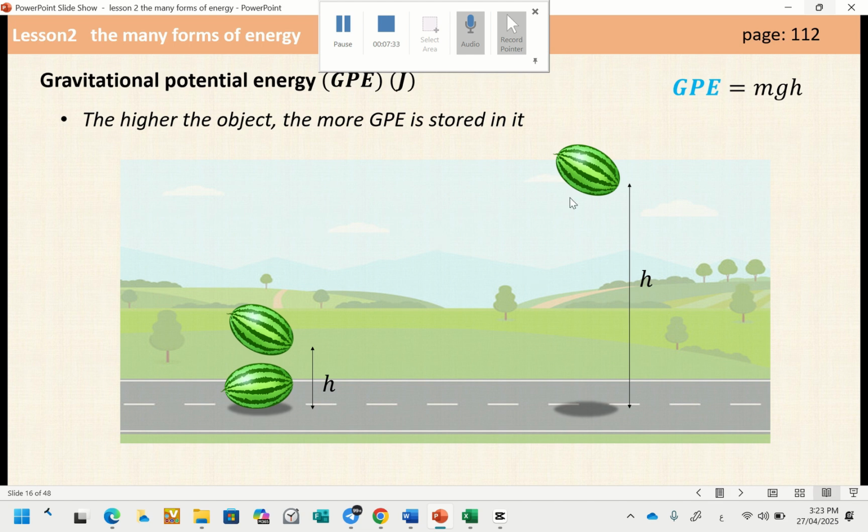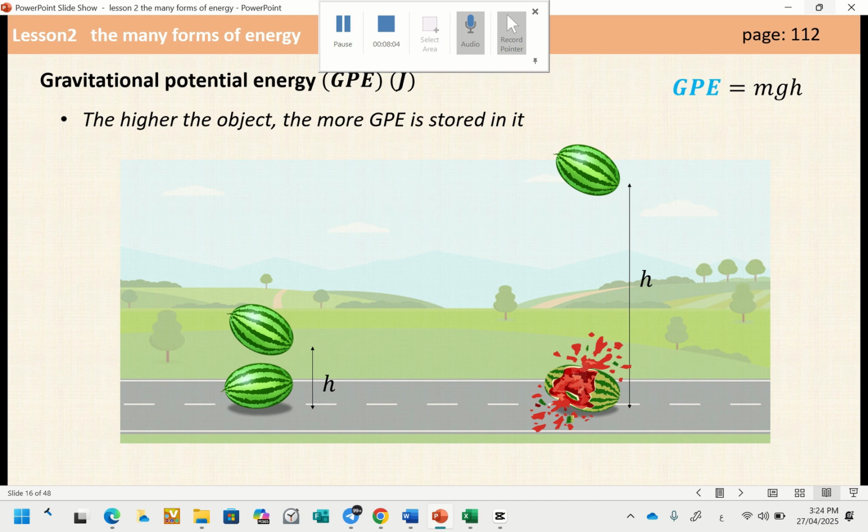But on the other hand, if you take this watermelon and lift it above a building and then let it go, when it hits the ground, it will be crushed. Why? Because when you lift it to a high height, a very big distance from the ground, this watermelon will store a lot of gravitational potential energy in it.